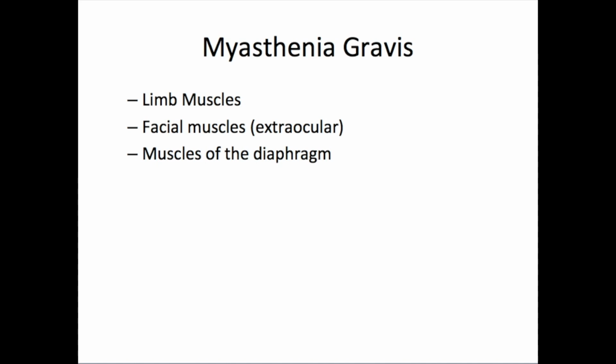Clinical feature of the disease is muscle fatigue and generalized weakness of skeletal muscles with sustained or repeated activity. And muscles involved are muscles of limbs, extraocular and facial muscles, and the muscles of the diaphragm. Acetylcholine receptor antibody test is reliable for diagnosing myasthenia gravis as a positive finding in the serum examination.